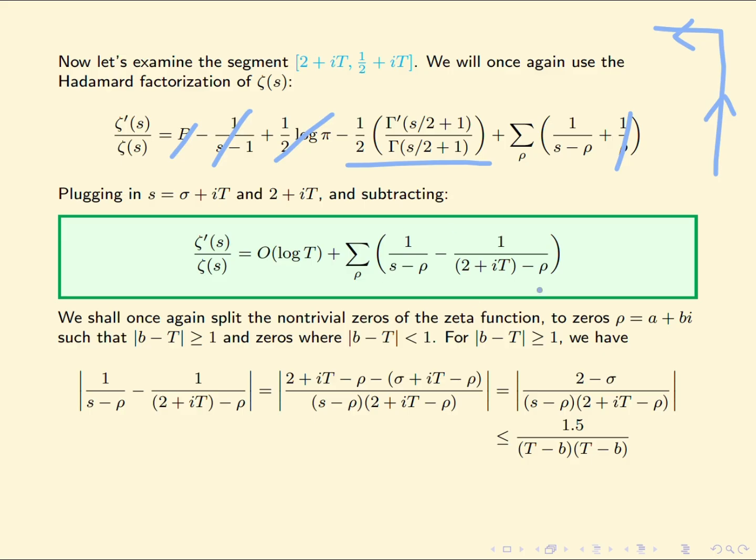Then if you take the absolute value of this thing, our idea is going to be to show that both of those parts are O of log of t, and then therefore we'll be able to get a result later.